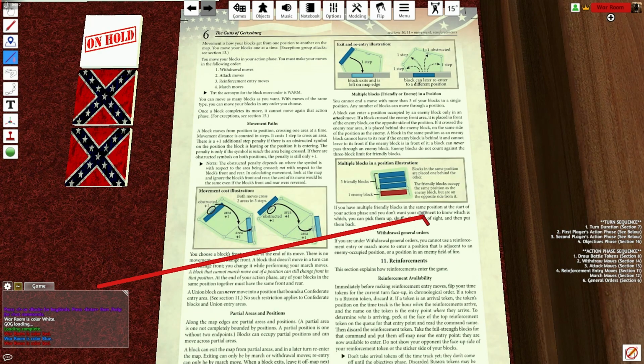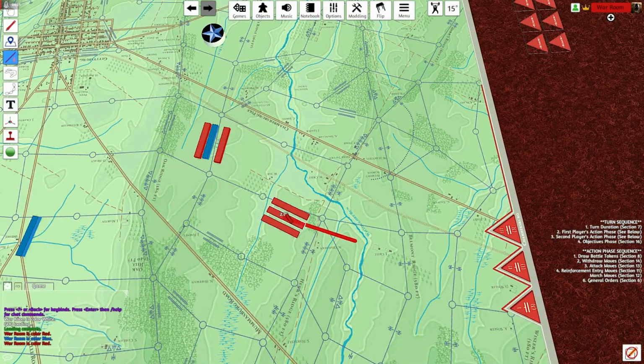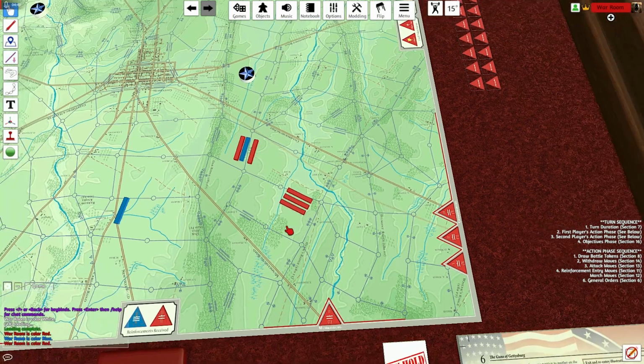If you have multiple friendly blocks in the same position at the start of your action phase and you don't want your opponent to know which is which, you can pick them up, shuffle them out of sight, and then put them back. In other words, if maybe I have a mix of corps or commands here, different named units, I don't want him to know, I can shuffle them and put them back as long as they go back into this area. He may know which one's which by the last fight that you had. He might know that this might be Anderson, so you can switch them at your leisure and then put them back as you see fit.